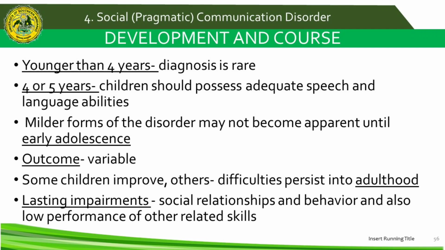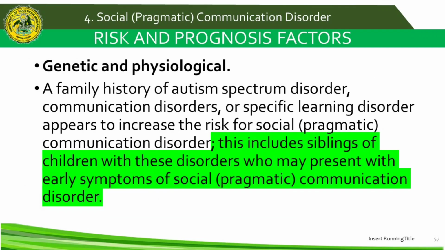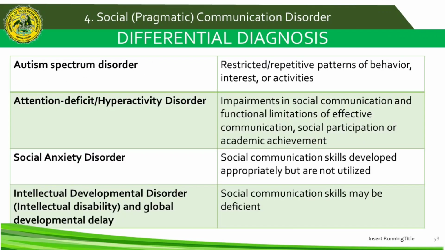For the risk and prognostic factors, genetic and physiological. So, a family history of autism spectrum disorder, communication disorder, or specific learning disorder appears to increase the risk for social pragmatic communication disorder. This includes siblings of children with these disorders who may present with early symptoms of social pragmatic communication disorder. For the differential diagnosis, for the autism spectrum disorder.